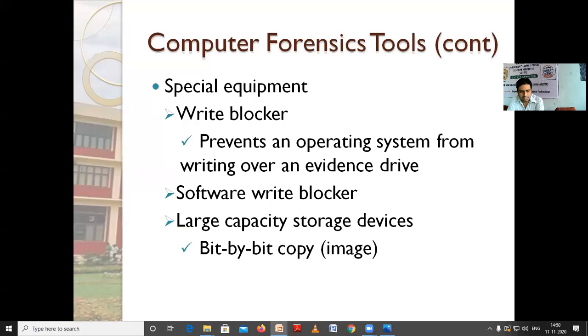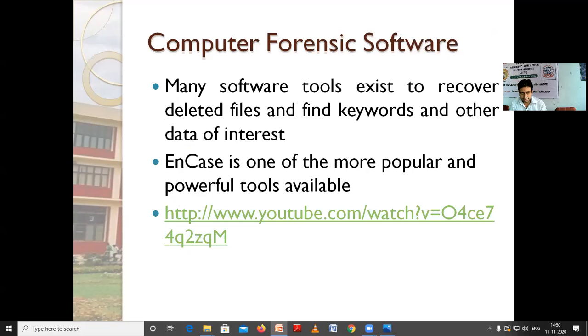very large capacity storage operations, bit by bit copy. So whenever we have to keep a replica, it is not simply a copy operation that would be performed from one file to another. So bit by bit copy of the image that is being desired. So many software tools exist to recover the deleted files and find the keywords and other data of interest. So example is EnCase. EnCase is one of the most popular and powerful tools available.